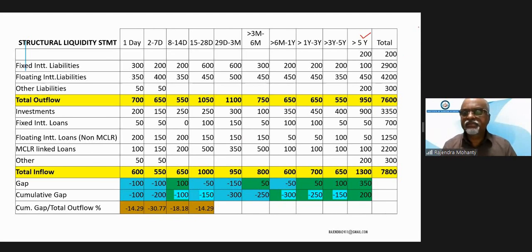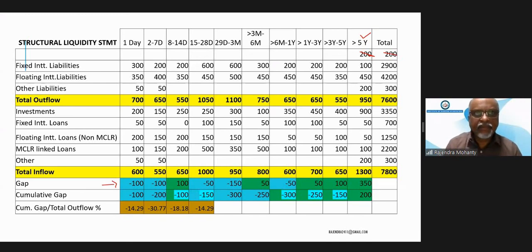Just ignore this 200. This is a typing mistake, so ignore this one. Now, these are the outflows. Outflow means some fixed interest liabilities, some floating interest liabilities, and other liabilities. So these are the outflows in this first yellow line. Then your inflows are there, of different types, and total inflow is given as the second yellow band. Now, the difference between outflow and inflow is taken as the gap.